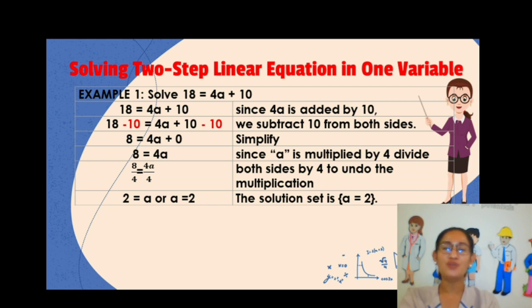Example, solve 18 equals 4a plus 10. Since 4a is added by 10, we subtract 10 from both sides. Then simplify. We will have 8 equals 4a. Since a is multiplied by 4, divide both sides by 4 to undo the multiplication. It will give us the result of 2. So a equals 2.